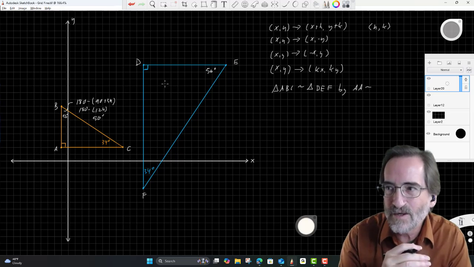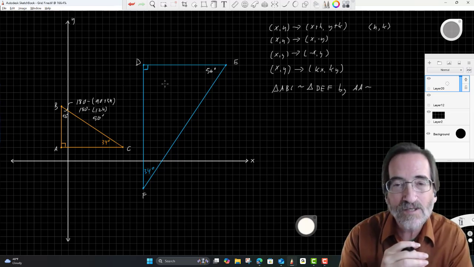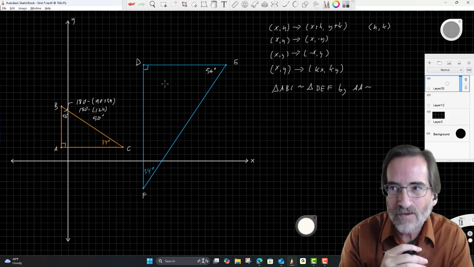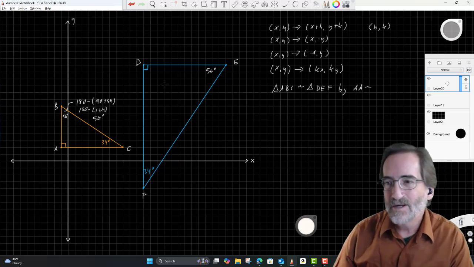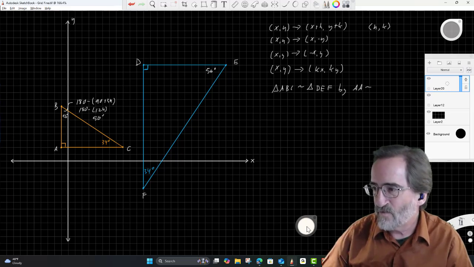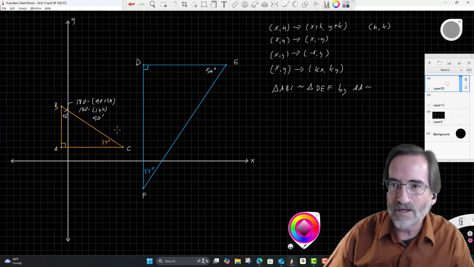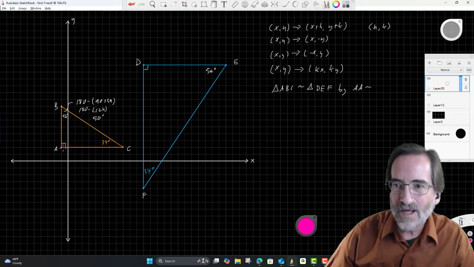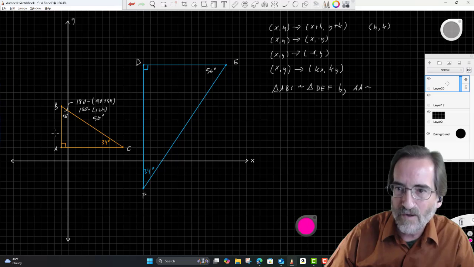Now another thing that we need to do is demonstrate, or illustrate, the similarity of these two triangles by transformations. So I'm going to do a couple transformations. I'm going to start with the orange triangle ABC, and I'm going to transform it. So let's go pink here. That's a good contrasting color. I'm going to dilate ABC by a scale factor of 2. So A is 1 to the left, 2 up. So it's going to be 2 to the left and 4 up.